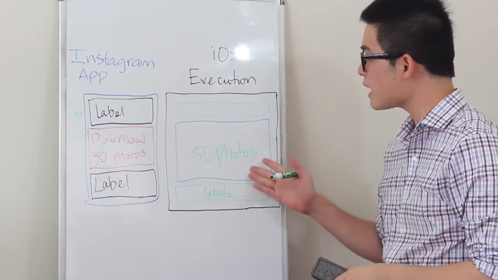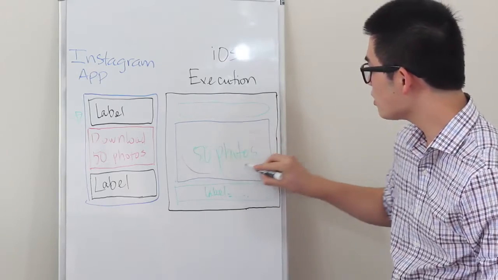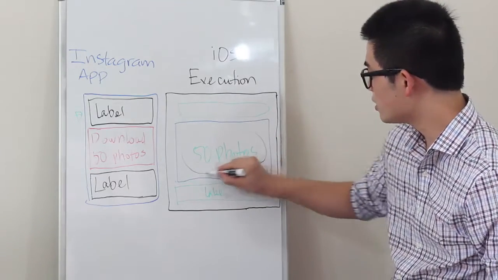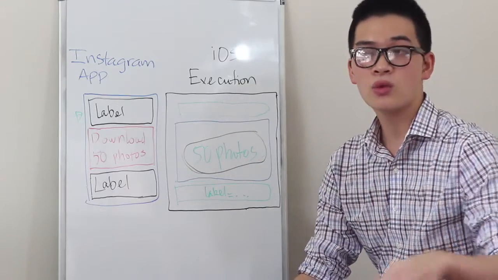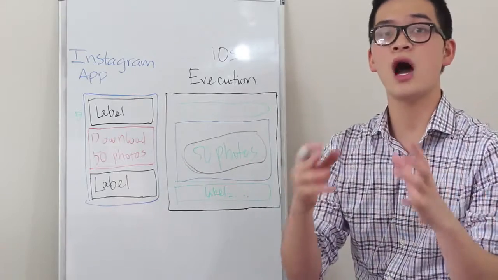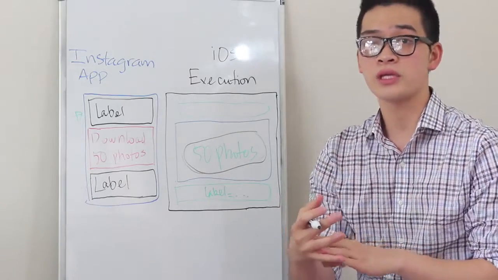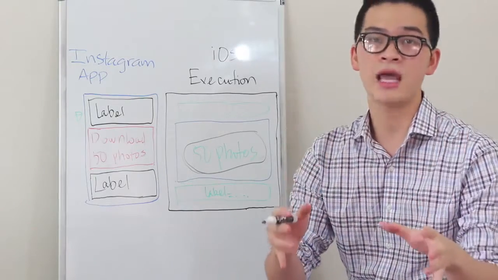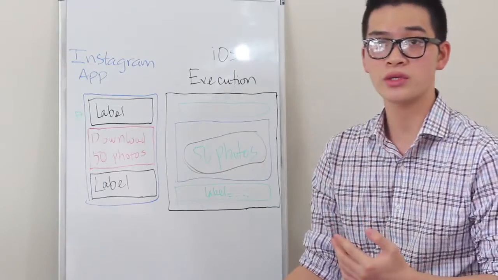The problem lies in these 50 photos. When we download these 50 photos, as I tell you, it may take forever. What it does is put the whole execution of the phone on downloading 50 photos. In that time, it may be 10 minutes, it may be 1 hour to download 50 photos, okay?